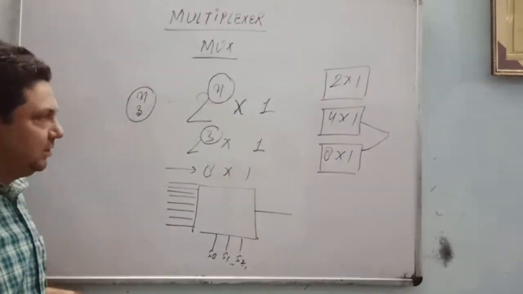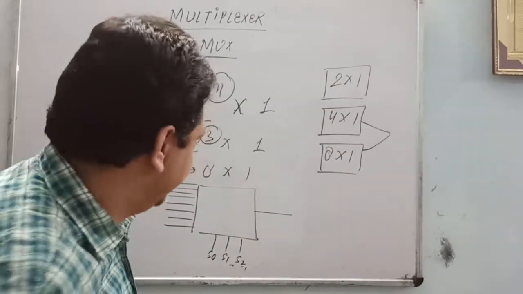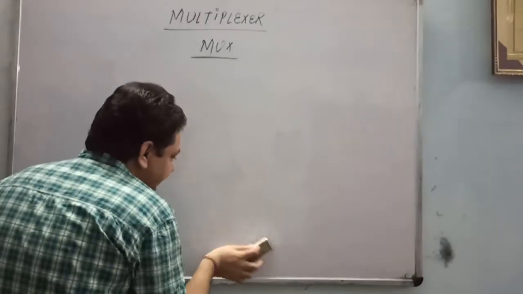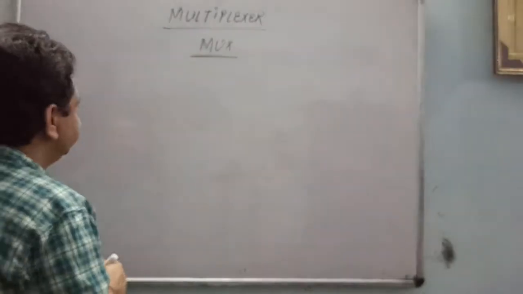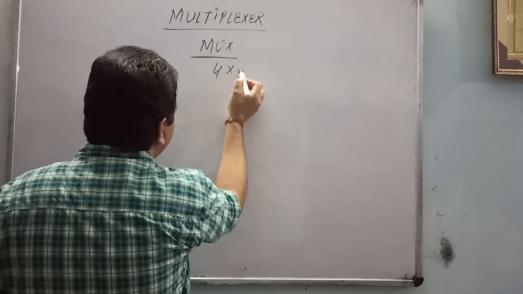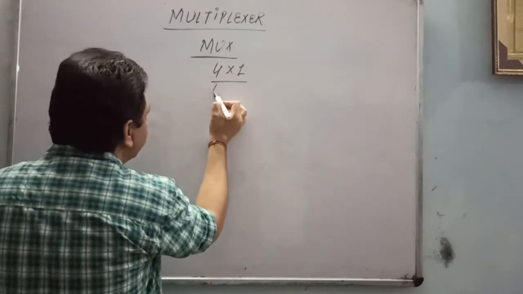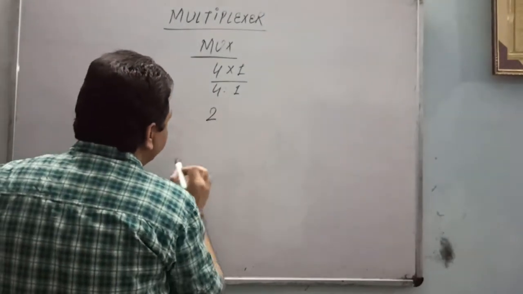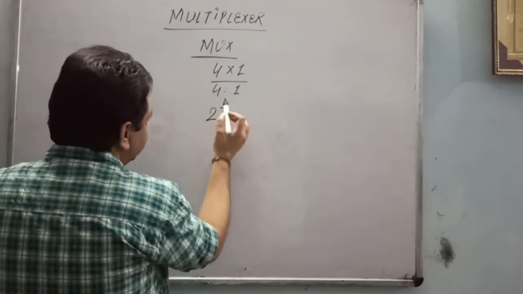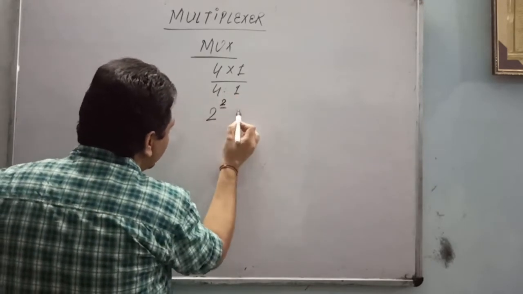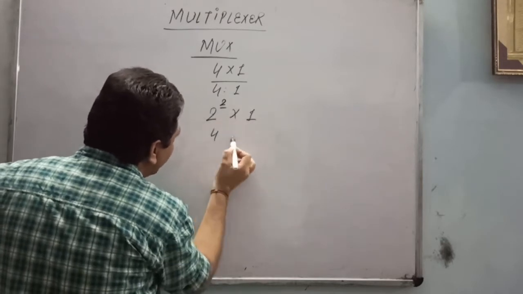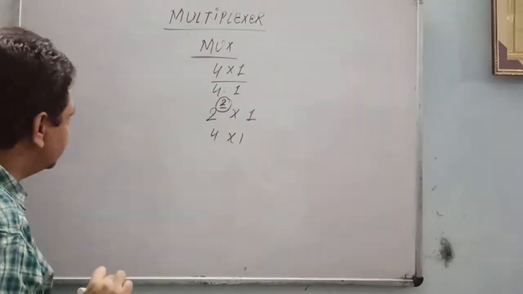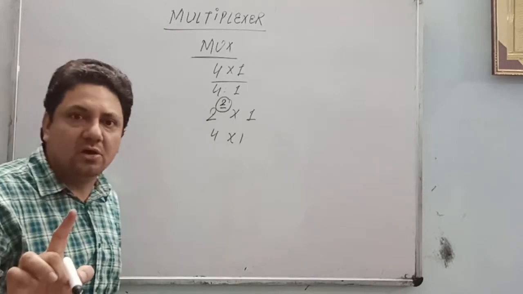Understand? So now I am coming to the truth table part. Just a moment, I am just erasing all this. Now two things are pending. So if we are designing a 4 cross 1 multiplexer, or sometimes it is also written as a 4:1 multiplexer, how many selection lines are required? 2 to the power the number of selection lines. So I am just taking 2 cross 1. So 2 to the power 2, 4 cross 1. How many selection lines are required to handle the 4 input lines? 2 selection lines. So we have to draw the truth table on the basis of the selection lines.